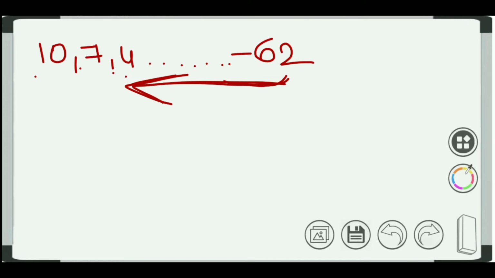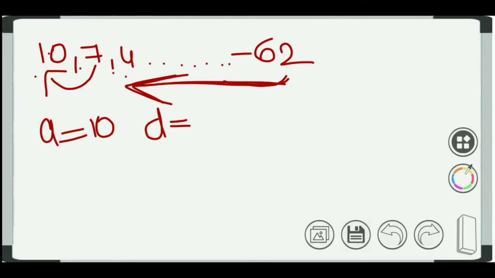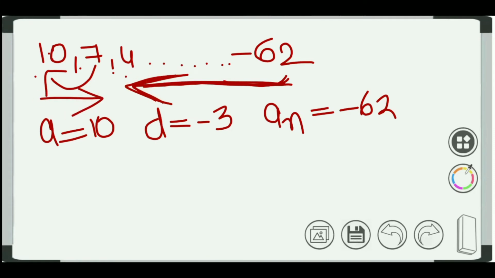Now what will you do? A is equal to what? What is the first term? 10. D is equal to 7 minus 10, minus 3. Okay, now what is an, the last term? Minus 62. Since we are taking from the last, we are not going this way.